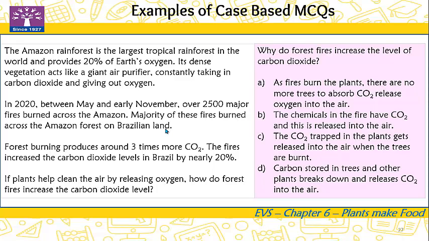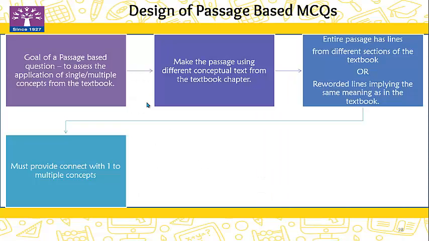It was the Brazilian Amazon forest, the Brazilian land, and the carbon dioxide levels in Brazil increased by nearly 20%. So, the question is, why do forest fires increase the level of carbon dioxide? And accordingly, students have to answer the case.